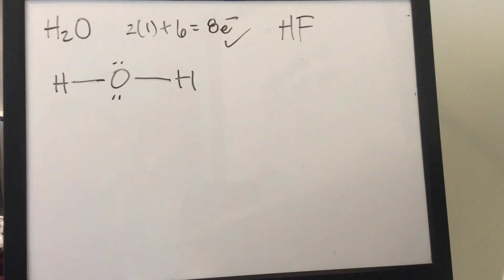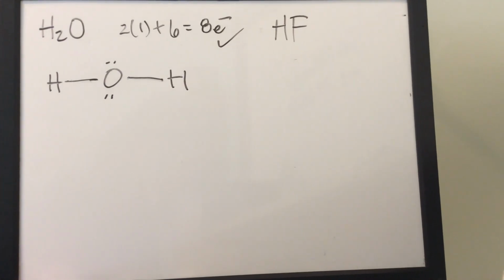That's another thing you might want to write down. Hydrogen can never be in the middle, and hydrogen only ever wants 2 electrons. Why 2? To act like helium, to fill that first energy level. All right, so that's H2O's Lewis structure. And then let's do HF.